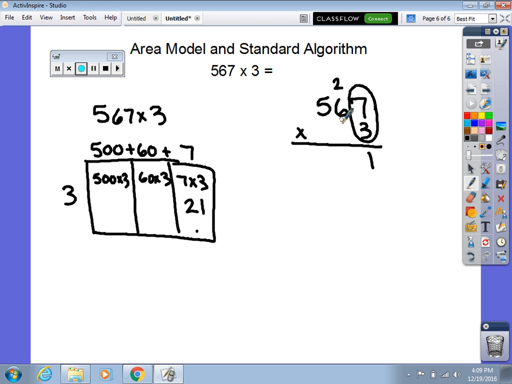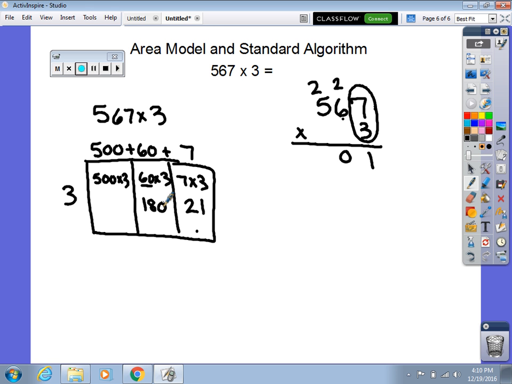Next, in my algorithm, I have 6 times 3. Over here, I have 60 times 3, and that's because this 6 right here does not just mean 6, it's 6 tens, which is 60, which is where we get that number. But when I'm doing the algorithm, because the place values are already going to be moving with me, I can just say 6 times 3 is 18, plus 2 would be 20, so I put down the 0 and I carry the 2. Over here, I would just say 60 times 3 is 180.